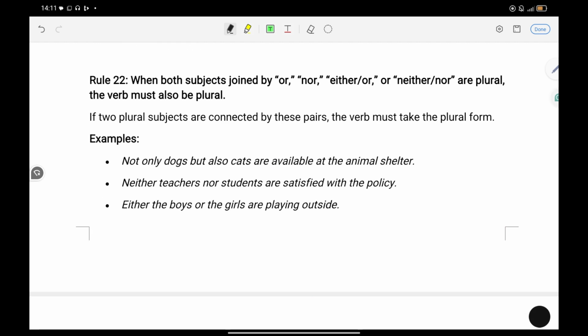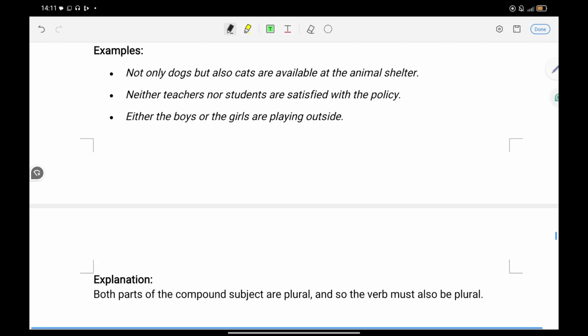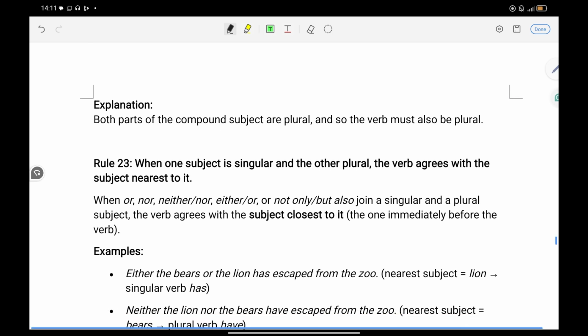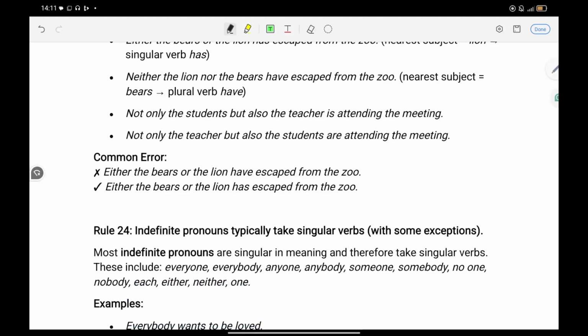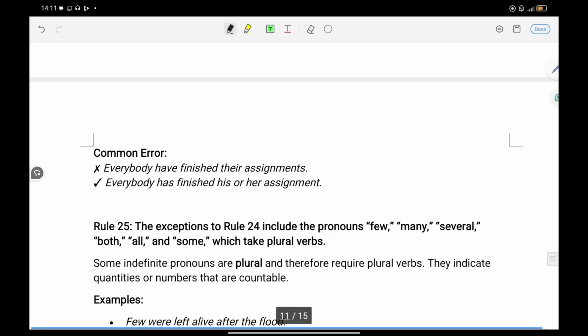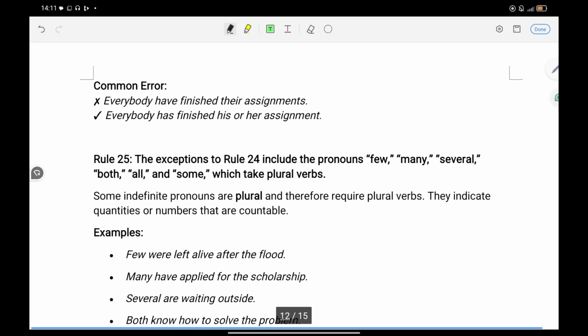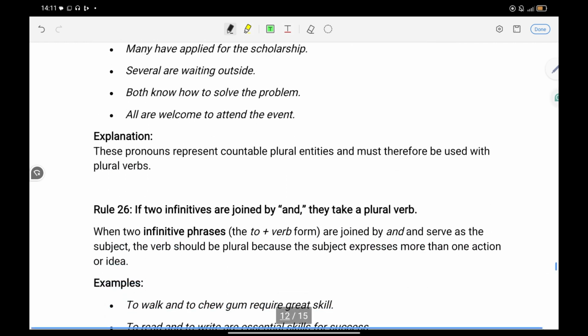I think we've seen this before. When both subjects joined by or, nor, either/or, or neither/nor are plural, the verb must also be plural. All right. We've done this before. We've seen this before.